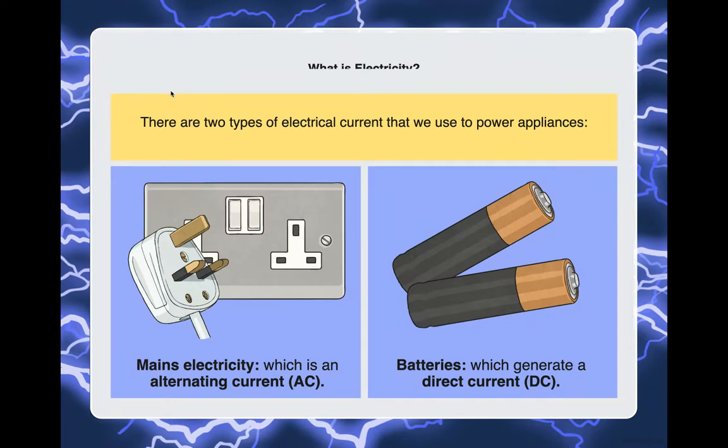So, what is electricity? These are two types of electrical current that we use to power appliances and devices. The first one is the main electricity, which is an alternating current. So, think of your outlet. This is where you plug things in. And the second one is batteries, which generate a direct current. So, anything that needs batteries will be a direct current.